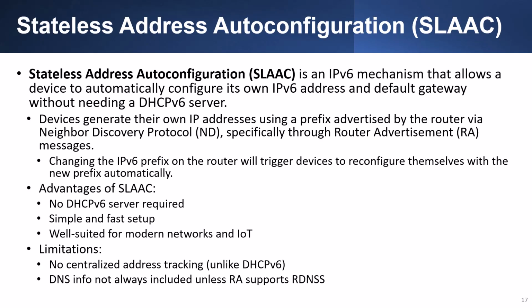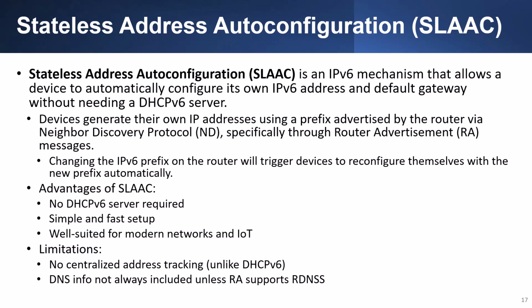Stateless Address Autoconfiguration, or SLAAC, is an IP version 6 mechanism that allows the device to automatically configure its own IP version 6 address and default gateway without needing a DHCP version 6 server. Devices generate their own IP addresses using a prefix advertised by the router via Neighbor Discovery Protocol, or ND, specifically through router advertisement, or RA, messages. Changing the IP version 6 prefix on the router will trigger devices to reconfigure themselves with the new prefix automatically.